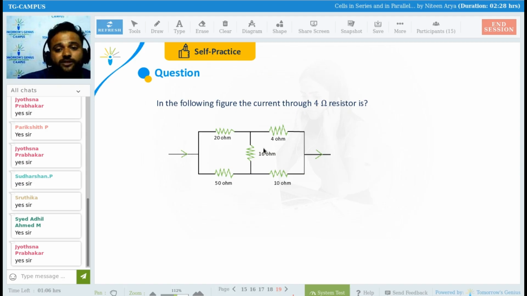Now in this particular question, what they ask, instead of total resistance in the following figure, is the current through 4 ohm. This one. But how can you find the current? I don't give you this battery and so on.